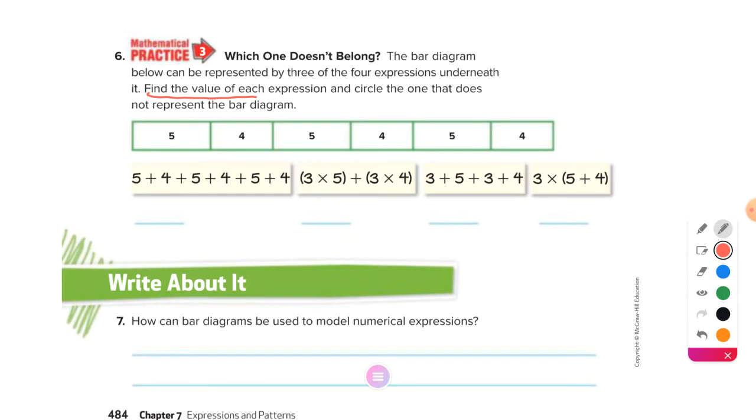So let's look at this first one. We're trying to figure out which one doesn't work. So the first one says 5 plus 4 plus 5 plus 4 plus 5 plus 4. Does that one match the bar diagram, Cam? Okay, why? Because it's the same number. Yeah, they just pulled them directly down. They didn't switch the order or anything. They just added a plus sign between all of those. So that one's good. We'll put a smiley face above it.